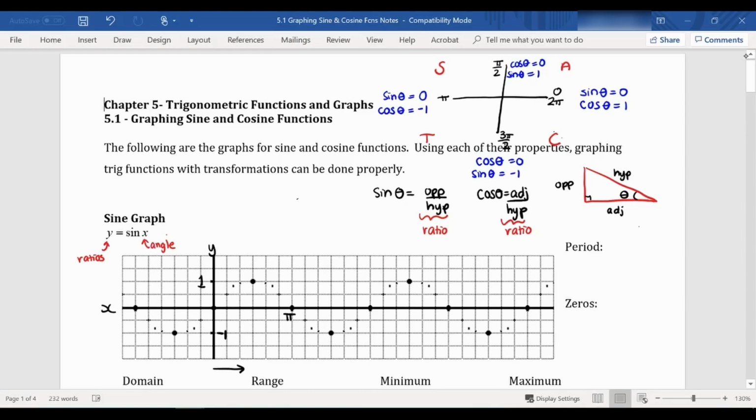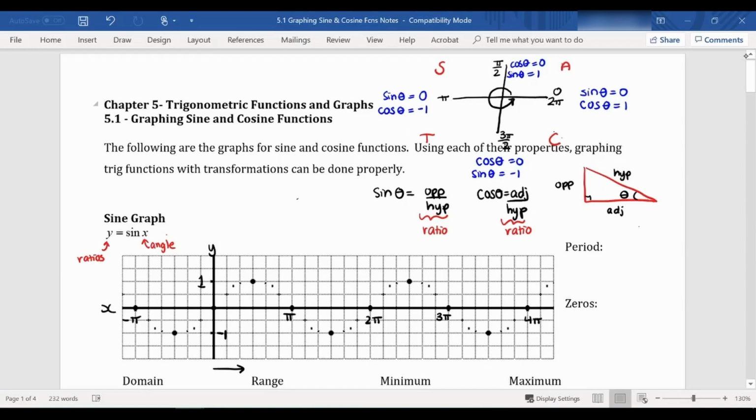And then if I keep going around my circle, the next time I'm going to hit 0 again is back when I've completed a full circle, which is at a value of 2 pi. And if I kept going, again, I'd get to 3 pi back on the negative x-axis, and again at 4 pi. If I did a backwards circle, I would end up at negative pi, going in the backwards direction.